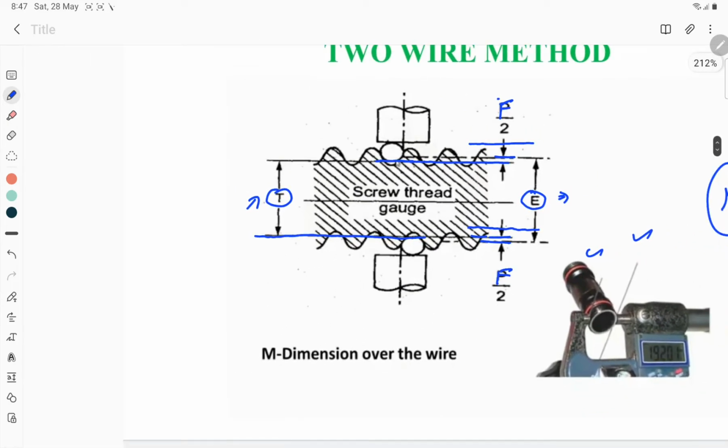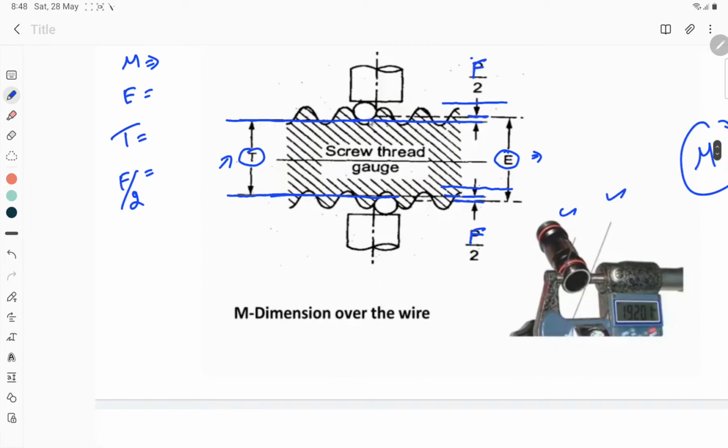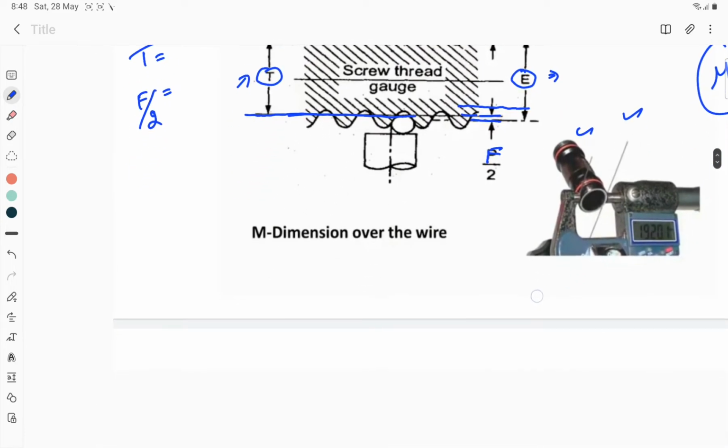So we have seen these terms. One is M, the distance over the wires. E is the effective diameter, which we are interested in calculating through this two-wire method. T, capital T, is the distance between these two lines, the lines at which the wires rest on the flanks. And F by 2 is the distance between the pitch line and the line at which the wire is resting. With these notations we can find the effective diameter.